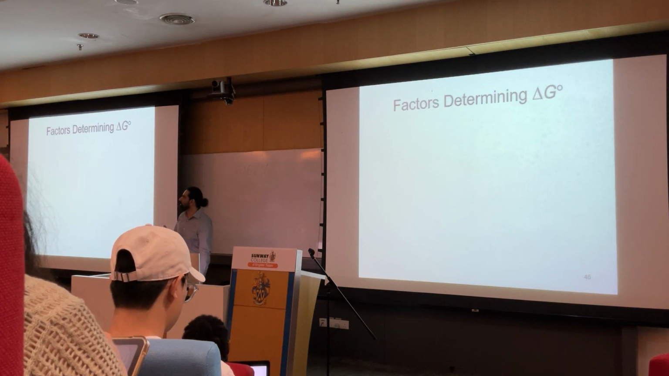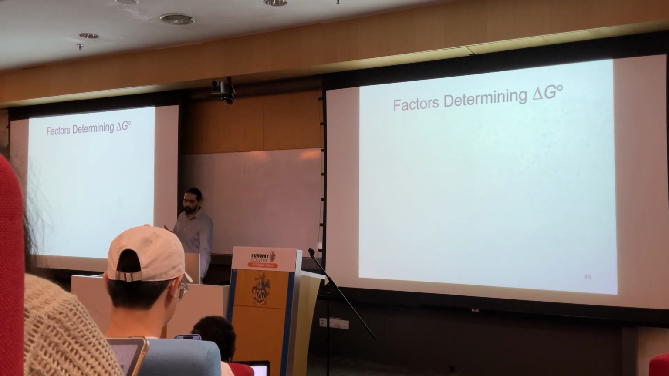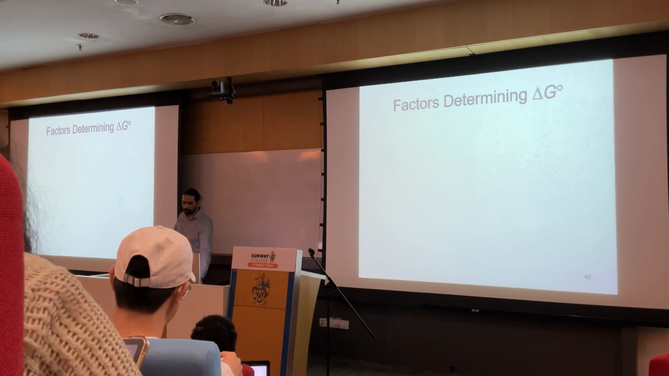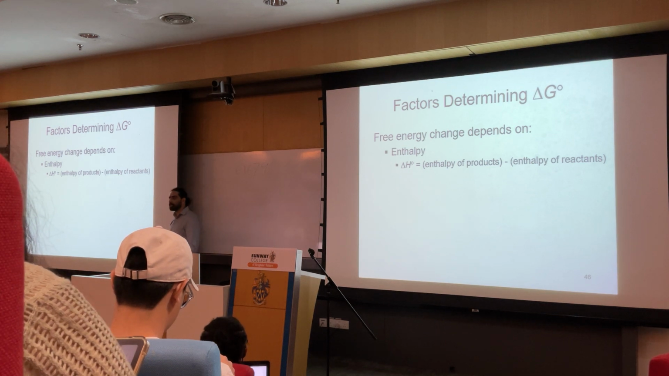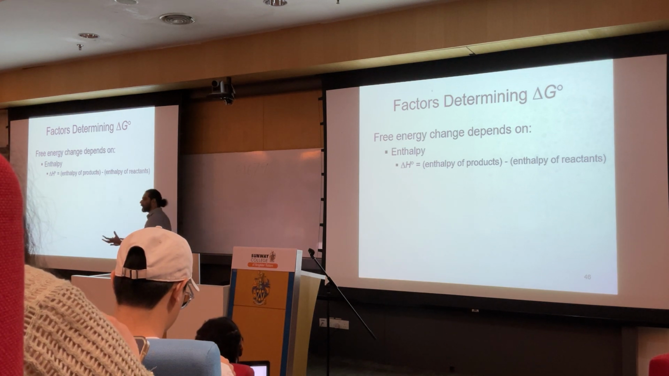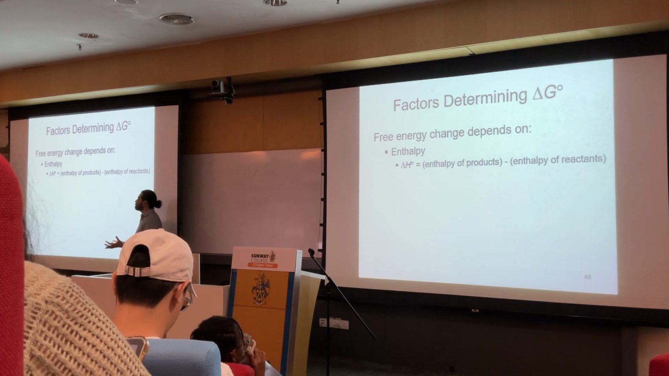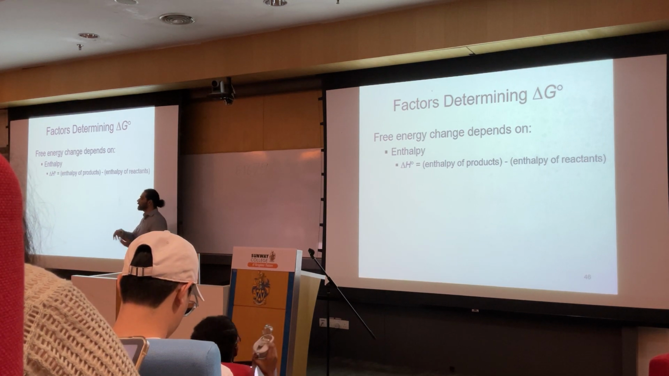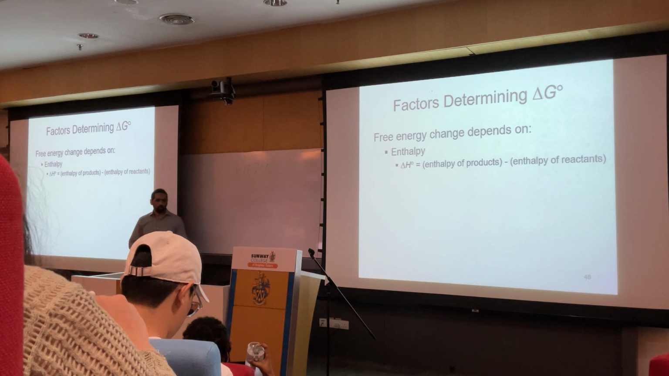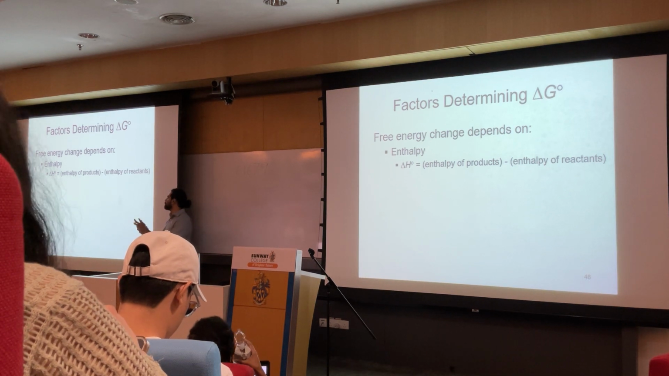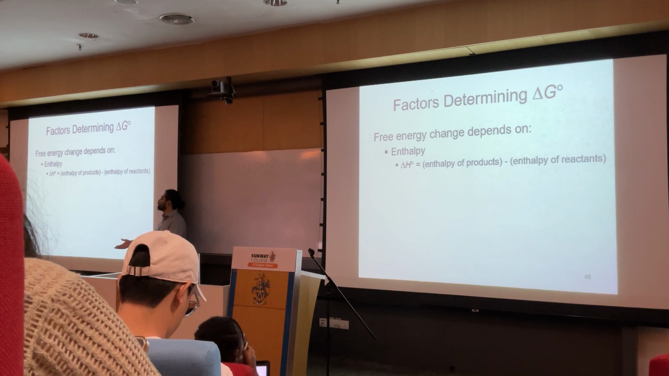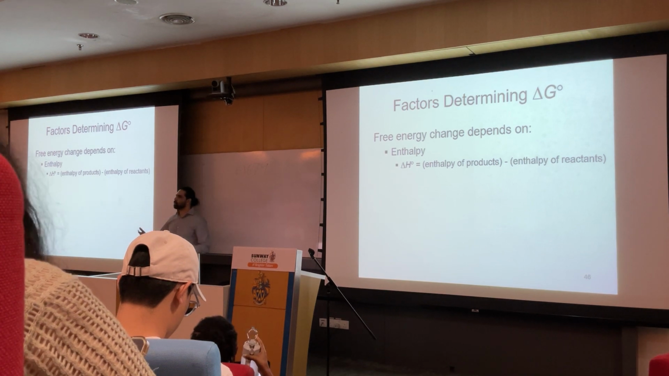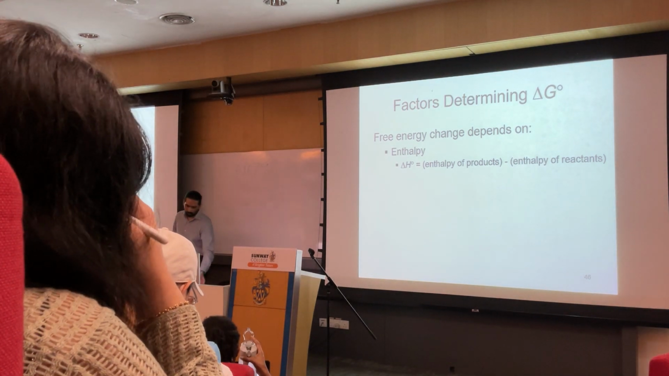There are two main factors which contribute to the free energy. One is enthalpy, other is entropy. Enthalpy is something about the heat of reaction, that either heat will be required or heat will be released, while entropy is about the randomness of the structure. How many bonds are being broken, how many bonds are being formed. So this is called entropy in terms of chemical reaction.